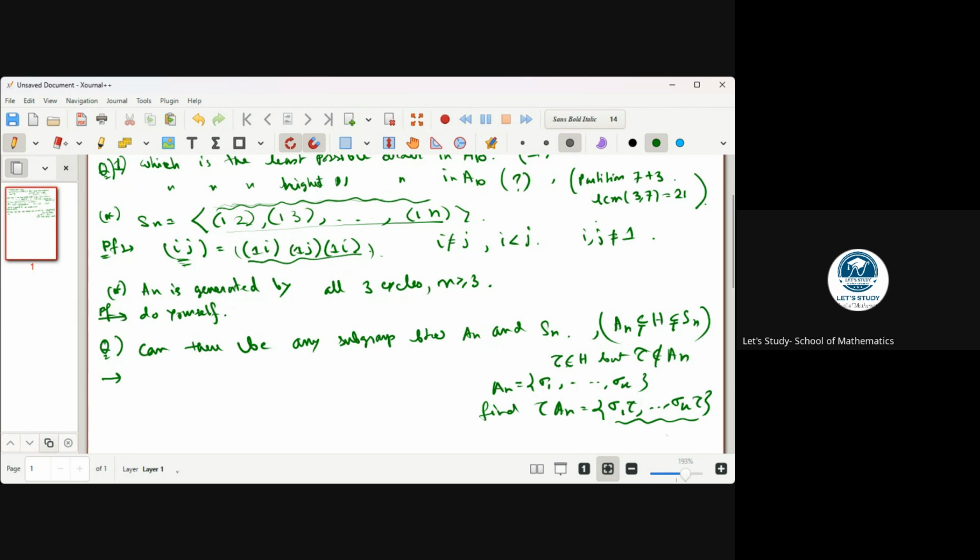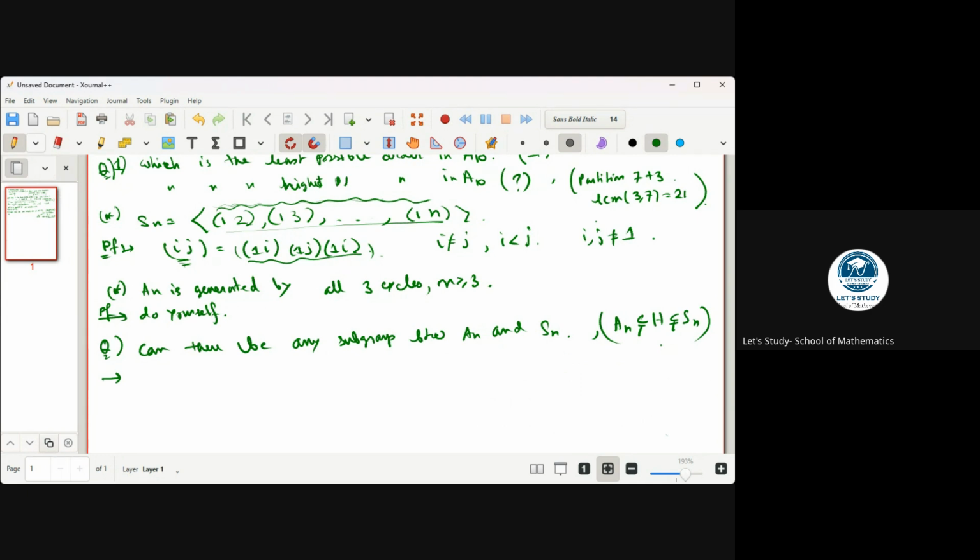So there will be tau sigma_1 tau, tau sigma_2. Anything you can do, multiply, post-multiply, or pre-multiply, they will be odd permutations. So what you are telling, this is just a two-line proof. But can anyone tell me with the order property?